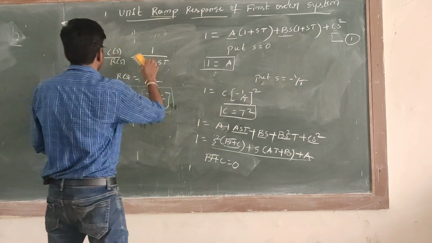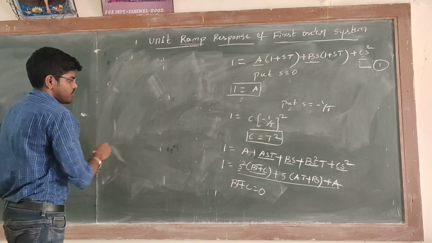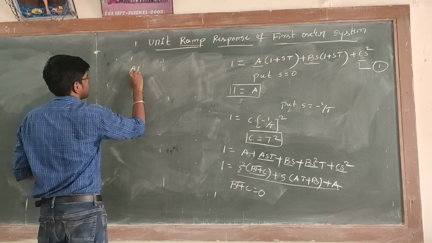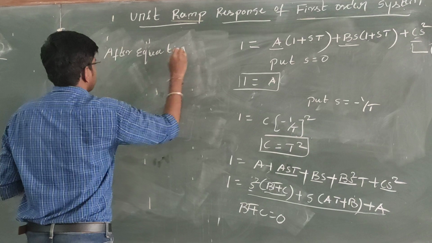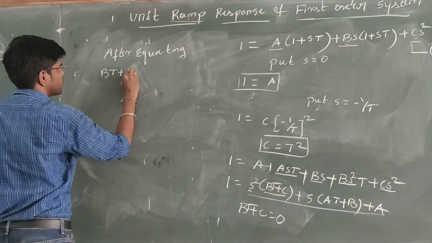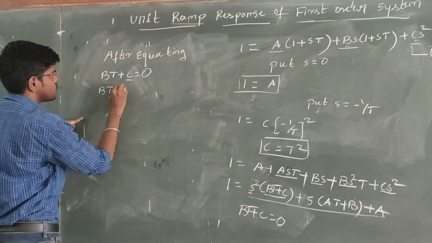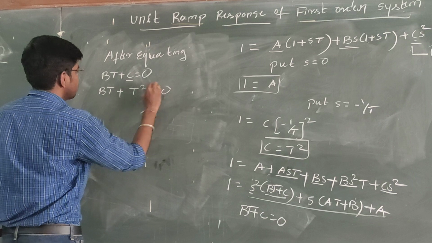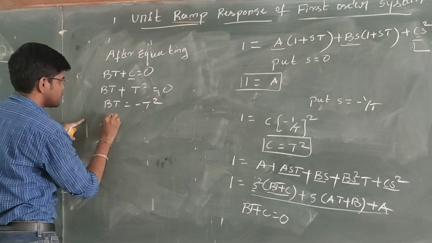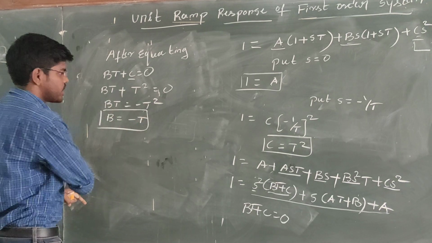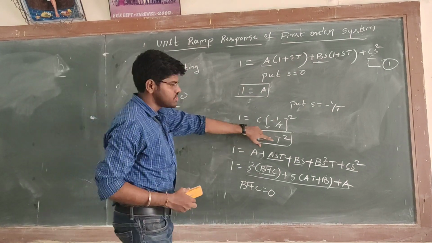So find the value of B here. What we got after equating is BT plus C equals 0. Okay, so we know the value of C. So BT plus T square equals 0. So BT equals minus T square. One T will get cancelled. So B equals minus T. Okay, we got all the values. We got the value of A as 1, B is minus T and C equals T square.